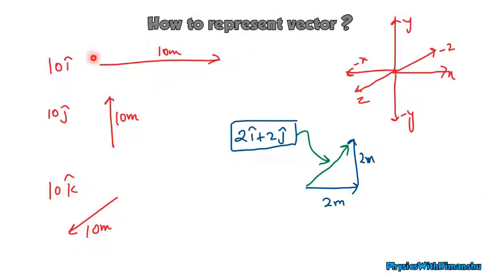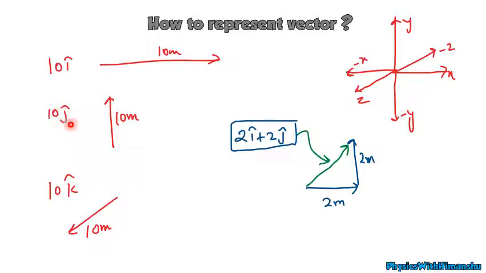Okay, so how to represent a vector? So 10 i cap will be 10 meter in positive x. If we see, this is positive x, this is positive y, and this is positive z. This is three dimension. On the opposite of positive x will be minus x, opposite of positive y will be minus y, and opposite of positive z will be minus z. So 10 i cap will be represented like this.